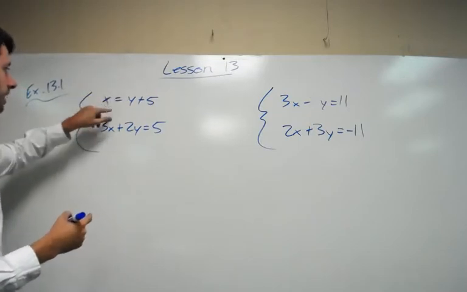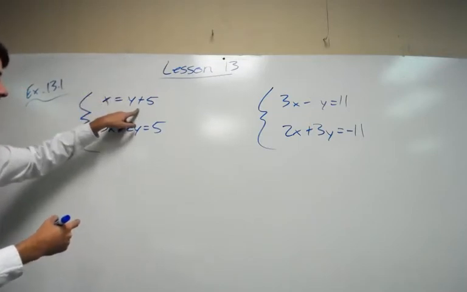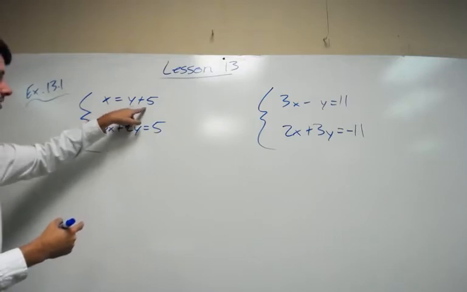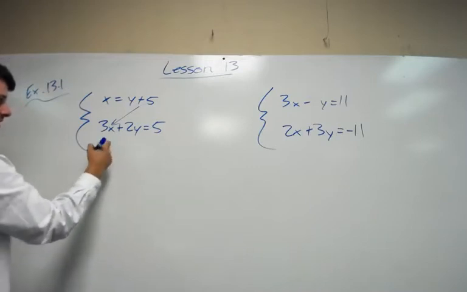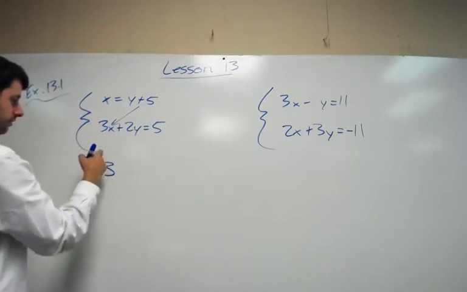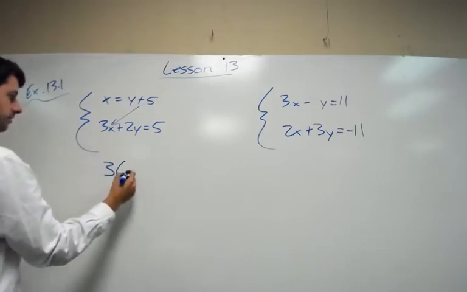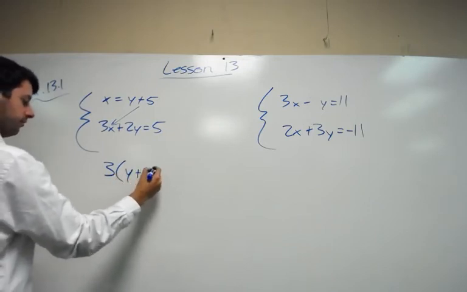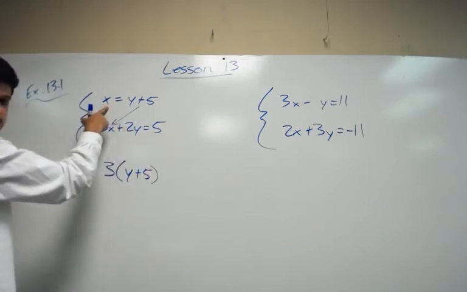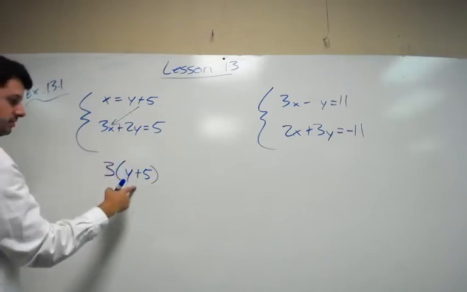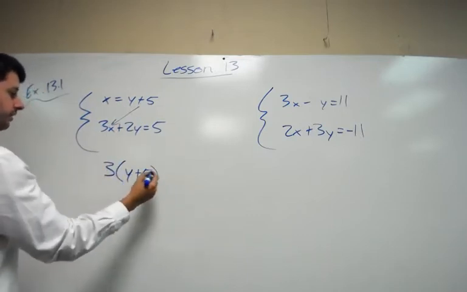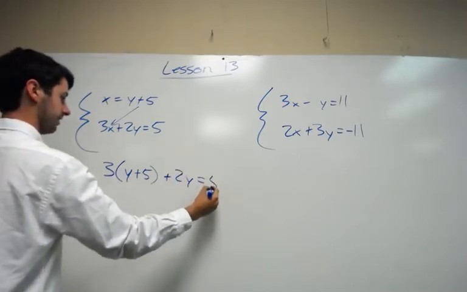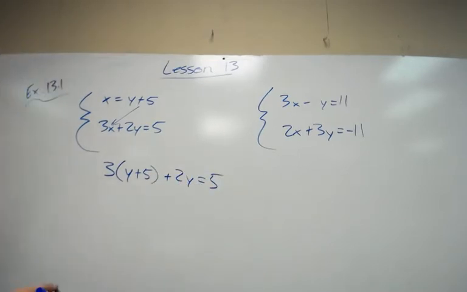Well, we actually still know what x equals. It's just a little expression there. So what we can do is plug in y plus 5 for x. So we can say 3 times y plus 5, which remember is the value of x. This is just substituting. That's what substitution is. Then plus 2y equals 5. Now from here you just solve.